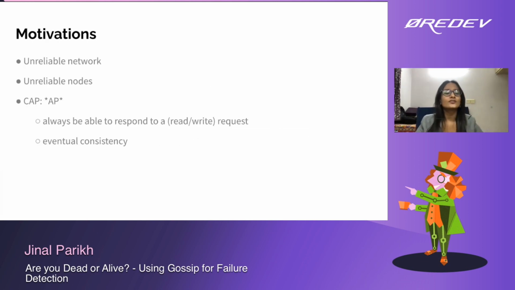As I said, the motivation for the gossip protocol is basically an unreliable network. By unreliable network, I mean that at any time it can go down. Unreliable nodes: nodes can go down and new nodes can also come in. The important point to note here is that out of the CAP theorem, the gossip protocol is focused towards AP. It highly picks availability over consistency. So it's always going to be able to respond to a read or write request, and it has eventual consistency instead of strong consistency. And we'll see how that happens.